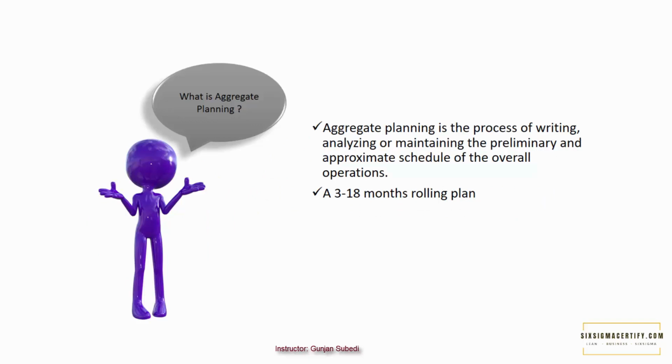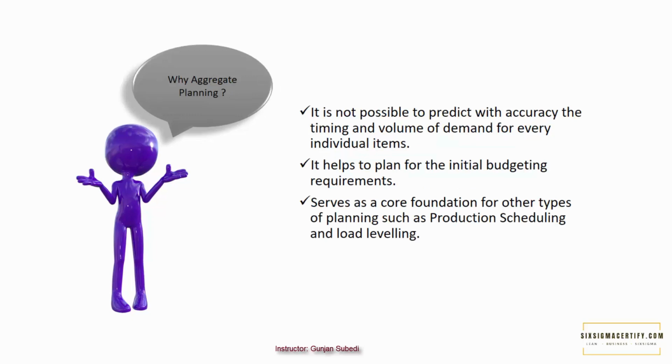Aggregate planning is the process of writing, analyzing, or maintaining the preliminary and approximate schedule of all the operations. So here comes the question: why only make an approximate or aggregate plan at first? Because it is not possible to predict with accuracy the timing and volume of demand for every individual item. But this helps to plan for the initial budgeting requirements.